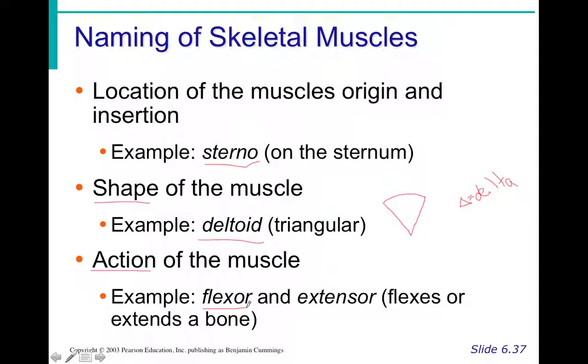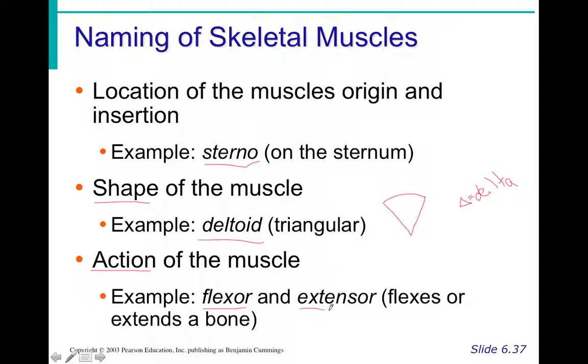Flexor carpi radialis, for example. Well, what's it do? It flexes the wrist. That's what flexor carpi means. Well, where is it located? Along the radius. We can combine the actions with the bones they're near and get very, very logical names.